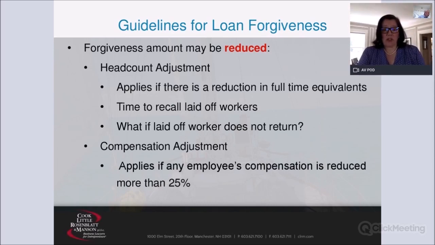There's also a reduction to the forgiveness amount on a dollar-for-dollar basis if any employee's compensation is reduced more than 25%. There are some questions here because the comparison period is the last full quarter in which that employee was paid, and a quarter is 12.9 weeks, and this is an 8-week period. So every employee, if they made exactly the same, would have a 38% reduction in compensation, and no one really thinks that's what was intended here.